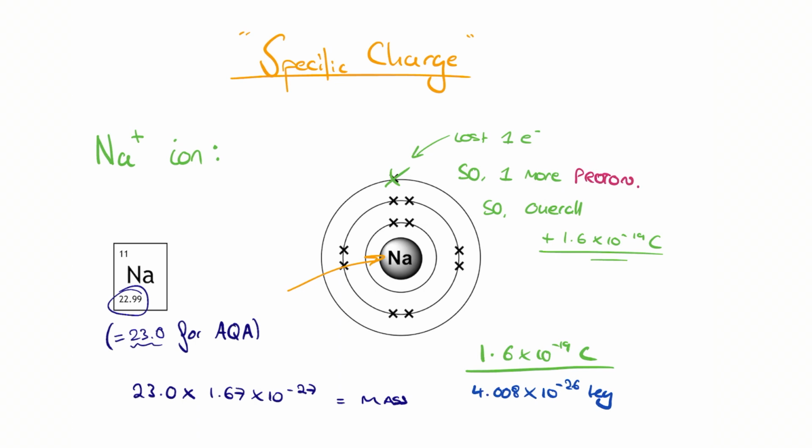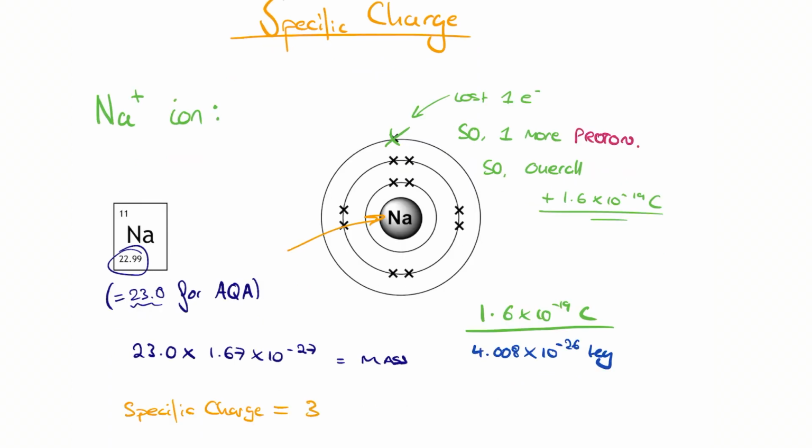Therefore, the specific charge of this ion is given by its charge of 1.6 times 10 to the power of minus 19 coulombs divided by its mass, which is 4.008 times 10 to the minus 26 kilograms, and that gives us a specific charge of 3992015.968 coulombs per kilogram. You'll quite often get quite a large number for specific charges of a nucleus.